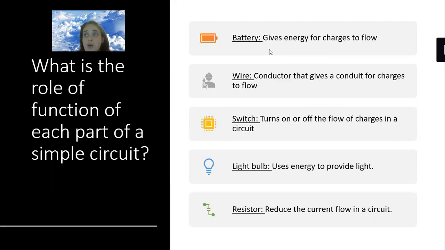So we talked about yesterday, was it yesterday? No, we talked about it a few lessons ago, about what a conductor versus an insulator is. So a conductor is a material that allows for charges to flow. So all wires are made out of conductors, and that way electricity will be able to flow easily within a circuit. A switch turns on and off the flow of charges in a circuit.